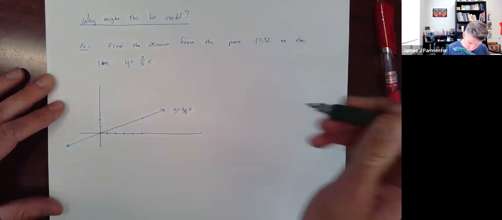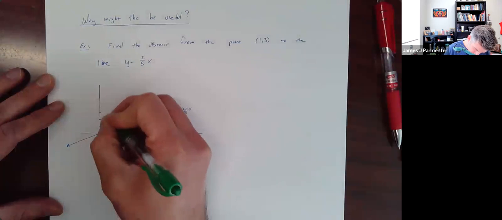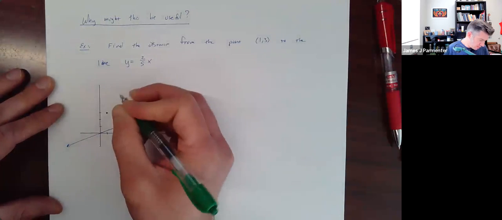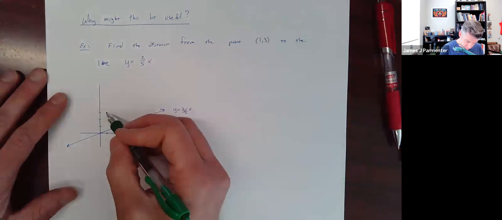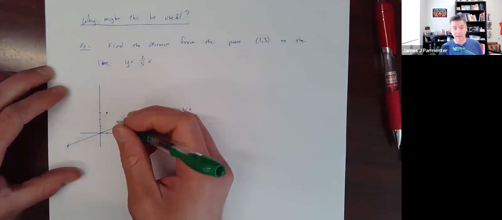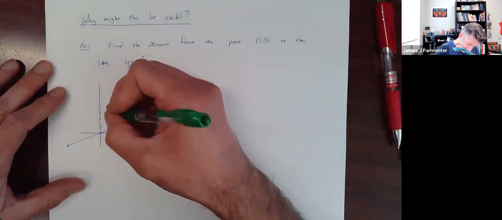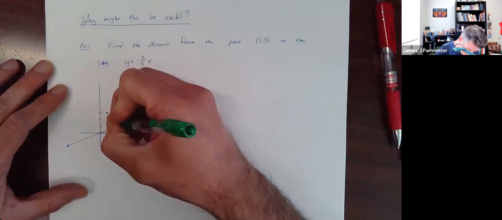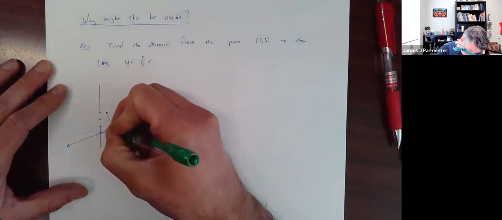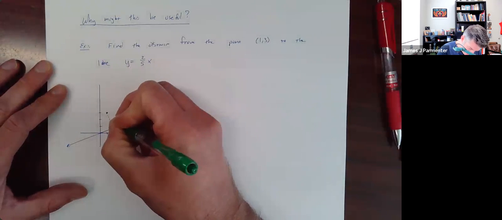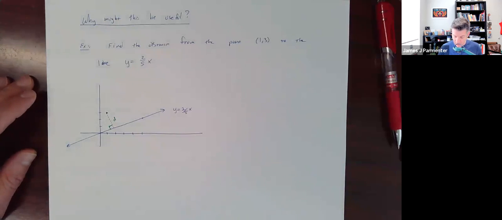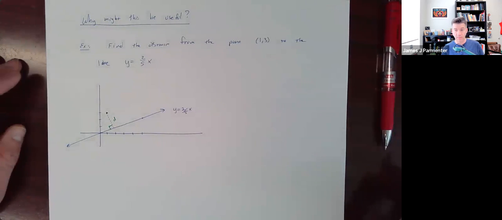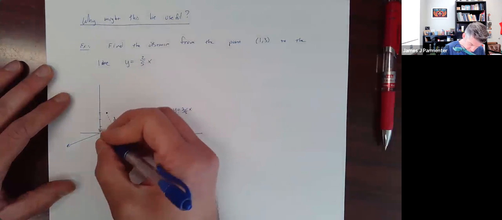And here's the point (1, 3). Now, when you're finding the distance from a point to a line, you're finding the distance from the point to the closest point of the line, aka the distance that'll be essentially perpendicular. So it's like you're dropping a perpendicular from that point onto the line, and you're trying to find this distance here.